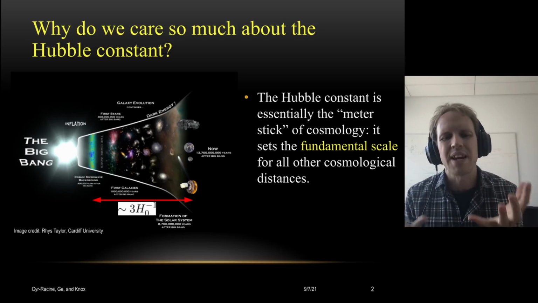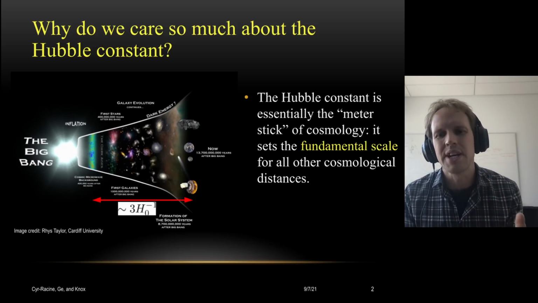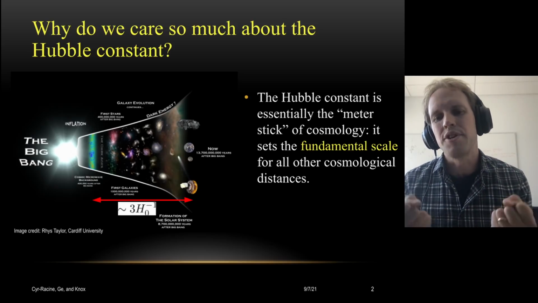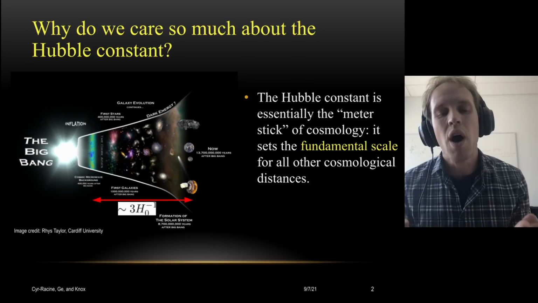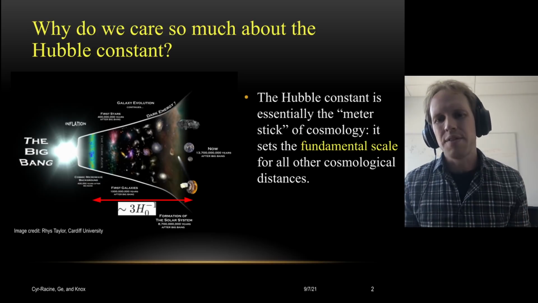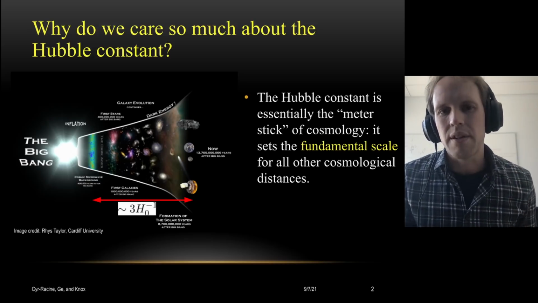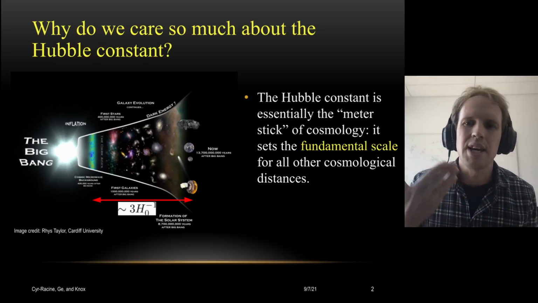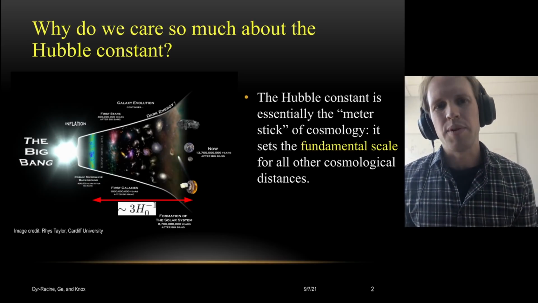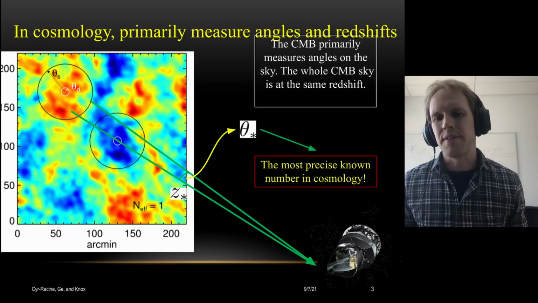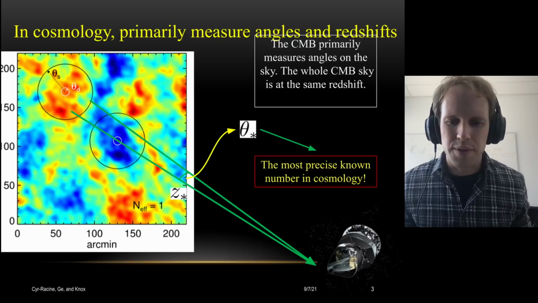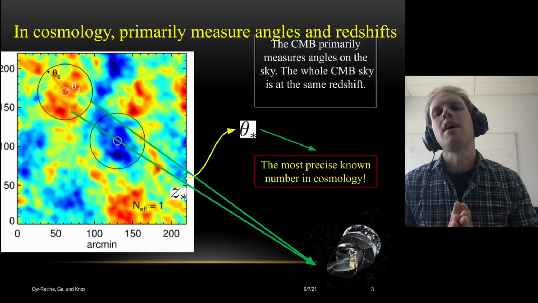Of course, the first question is, why do we care so much about the Hubble constant in cosmology? Well, that's the meter stick of cosmology. All fundamental scales that we have in cosmology are related to the Hubble constant. So understanding the value of this constant really tells us about the global scale of the universe. Now, in cosmology, when you do CMB or large-scale structure analysis, what you primarily measure is angles and redshifts on the sky, and these are all dimensionless quantities. In fact, some of these angles are the best measured quantities we have in cosmology.